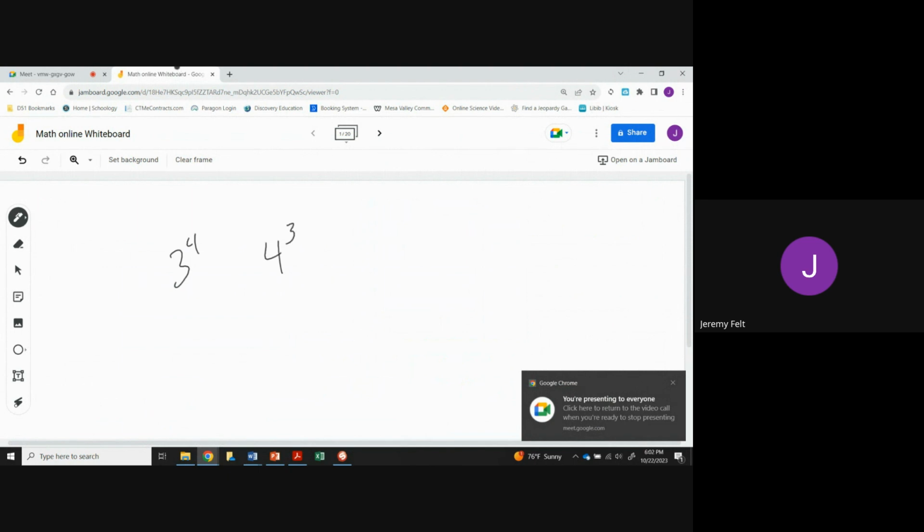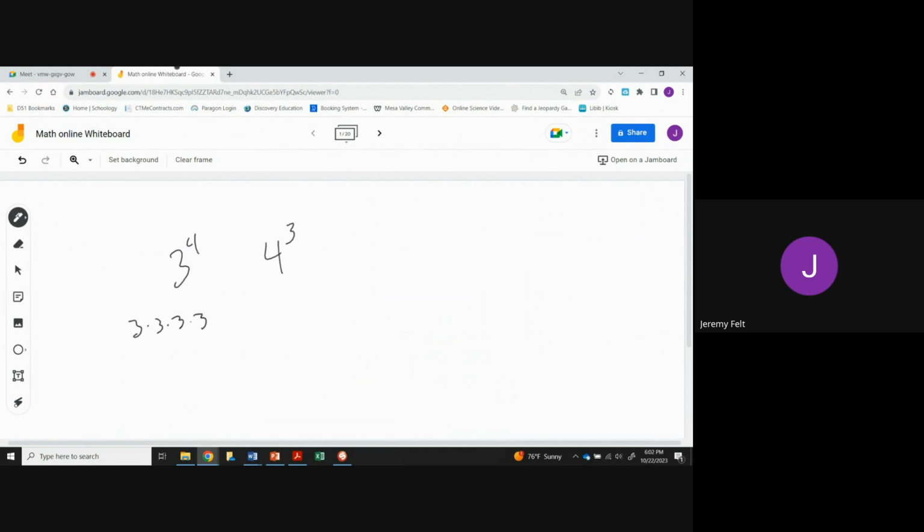which one of these is greater? Well, this is 3 times 3 times 3 times 3. This is 4 times 4 times 4. 3 times 3 is 9. Times 3 is 27. Times 3 is 81. 4 times 4 is 16. 16 times 4 is 64. So 81 is greater than 64.